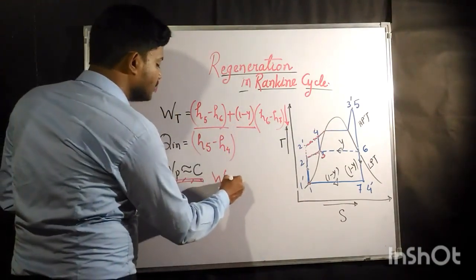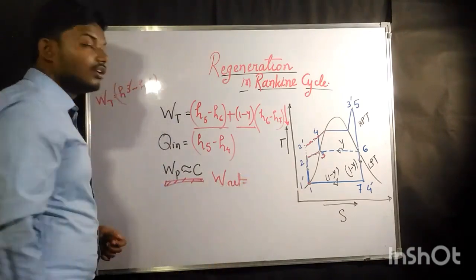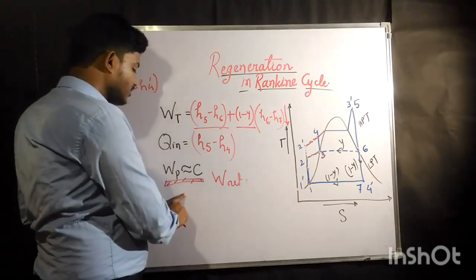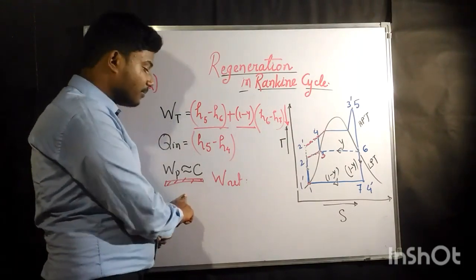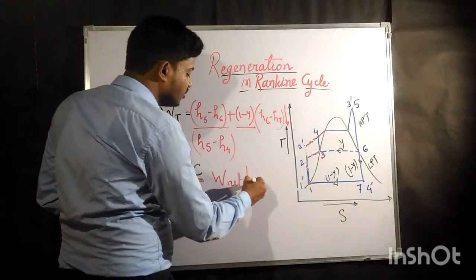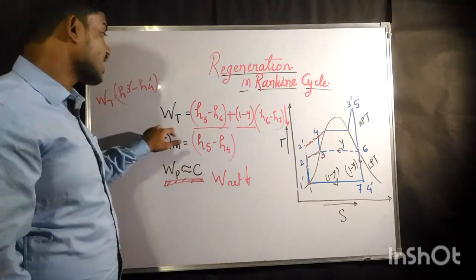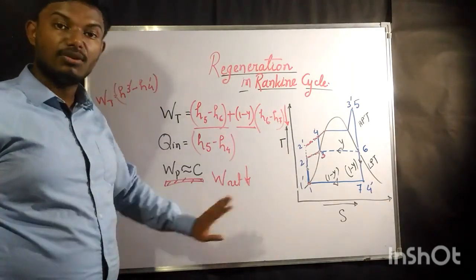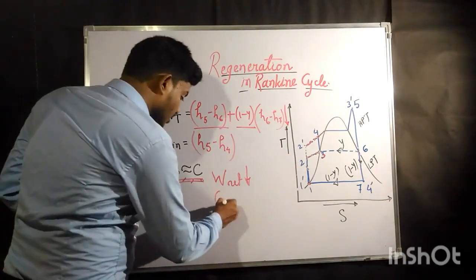So if you come to W net now, what is going to be the W net? W net is nothing but work done by turbine minus work given to the pump. Positive work minus negative work. This is obviously going to decrease because turbine work is decreasing, and the pump work is constant. So W net is going to decrease.